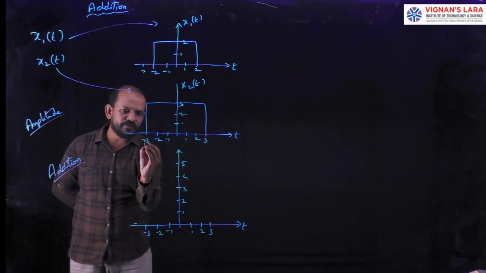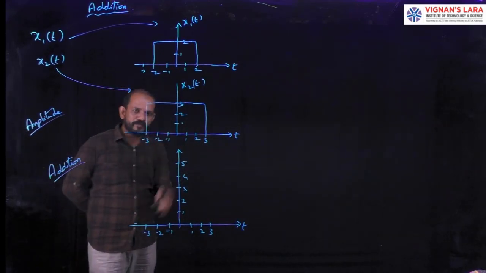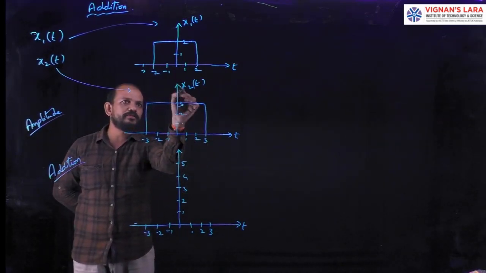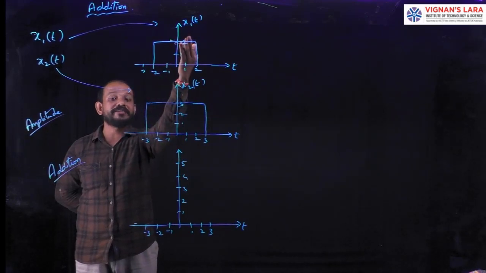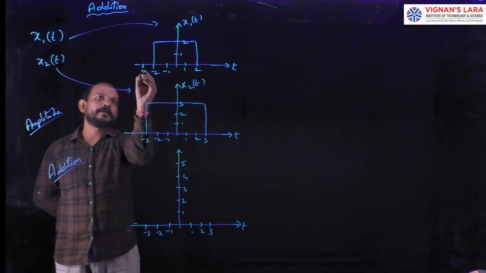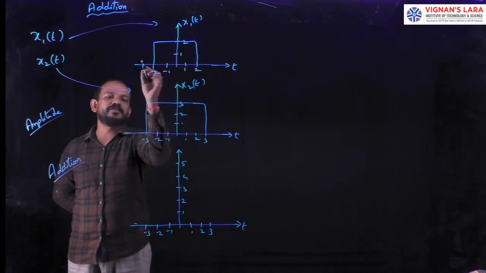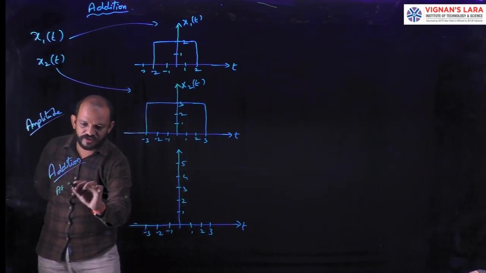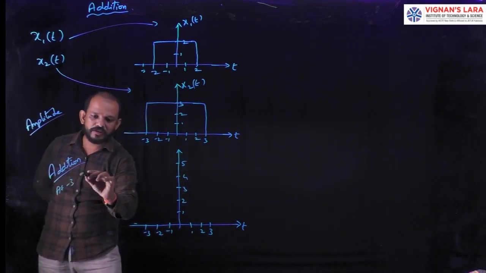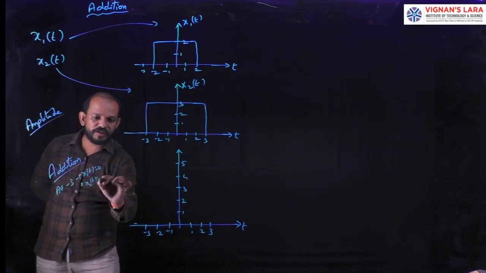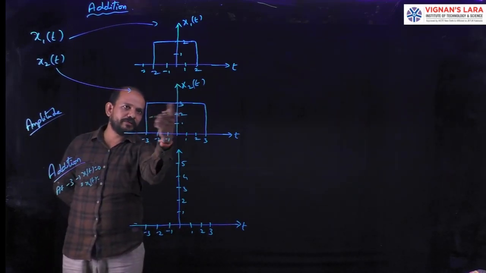That means we have to start with -3. Simple. At -3, we have to go for the value of x2 of t, and at -3 we also have to go for the value of x1 of t. We need both. See, at -3, the value of x1 of t is 0. So I'm writing here, at -3, x1 of t equals 0, and x2 of t equals 3.